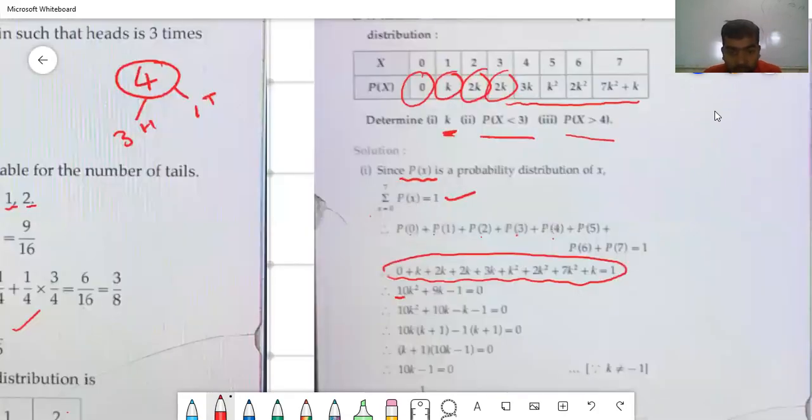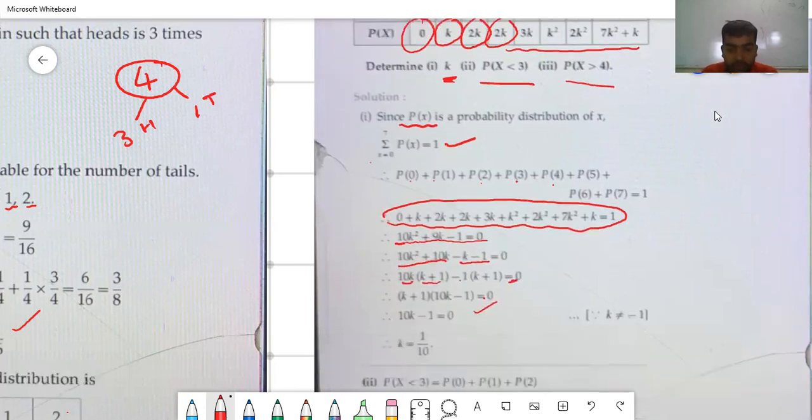You will get a quadratic equation, that is 10k square plus 9k minus 1 equal to 0. When you simplify, from the first pair you take 10k common, and from the second pair you take minus 1 common. So you get 10k into bracket k plus 1, minus 1 into bracket k plus 1, equal to 0. Then k plus 1 into bracket 10k minus 1 is equal to 0. So you will get k is equal to 1 by 10.